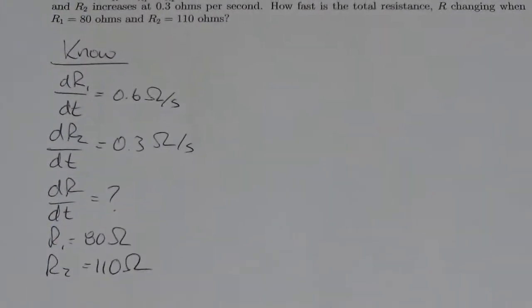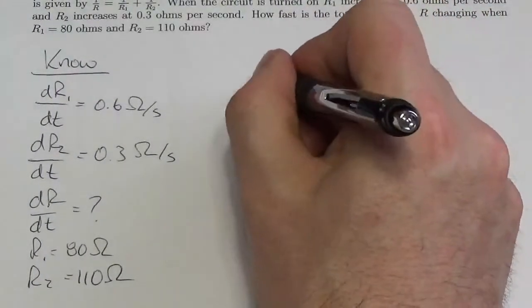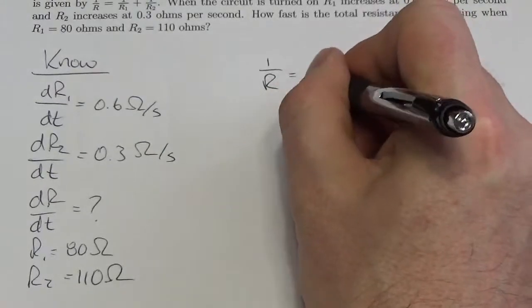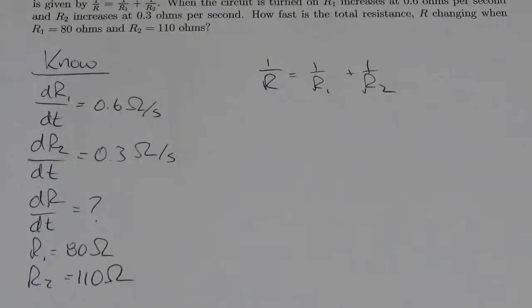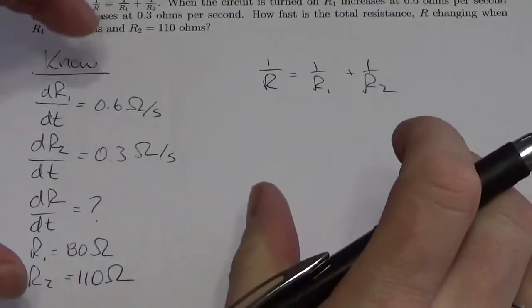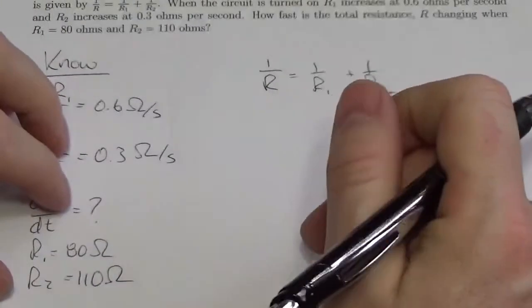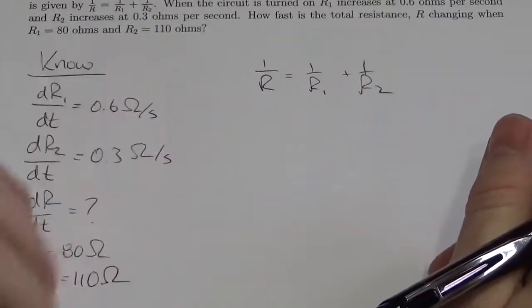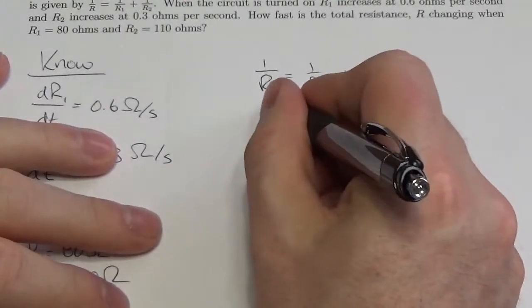Okay, well, what we need is an equation that relates all three of those, and we've got it. We know 1 over R is going to equal 1 over R1 plus 1 over R2. Now, there are a few things that we could do here. We could combine those all together. We could combine these two, reciprocate. We could do a bunch of different things here. It's probably just as easy, though, to do this.